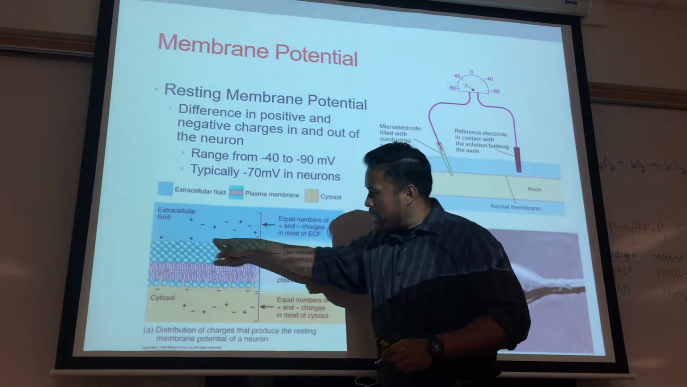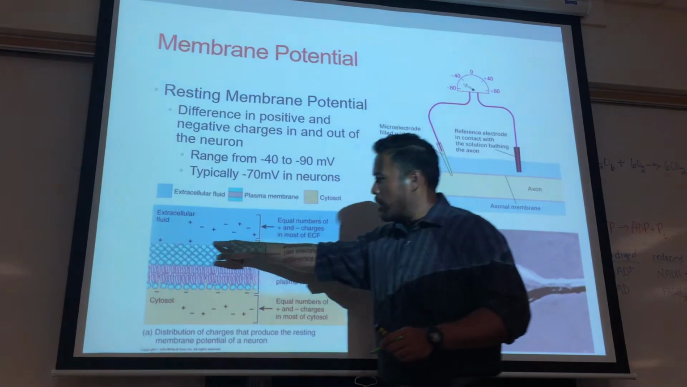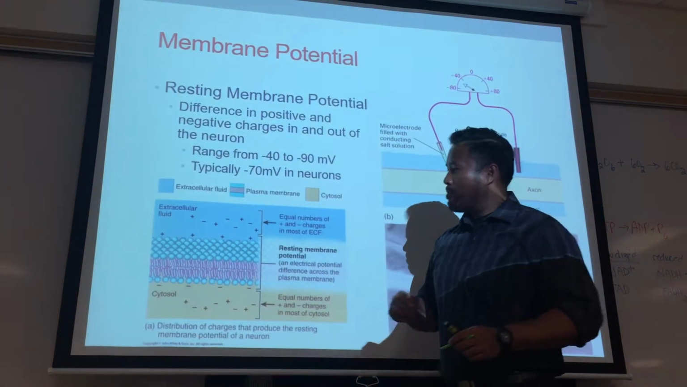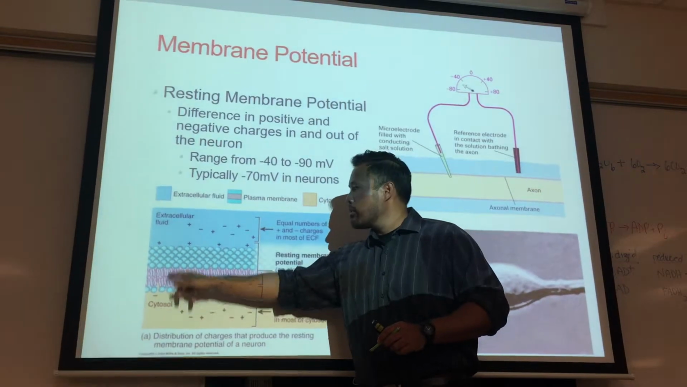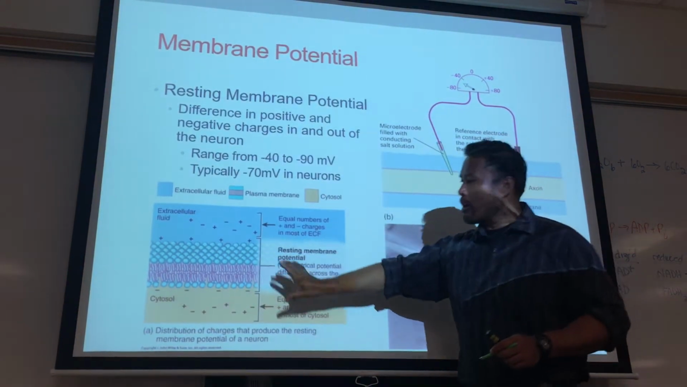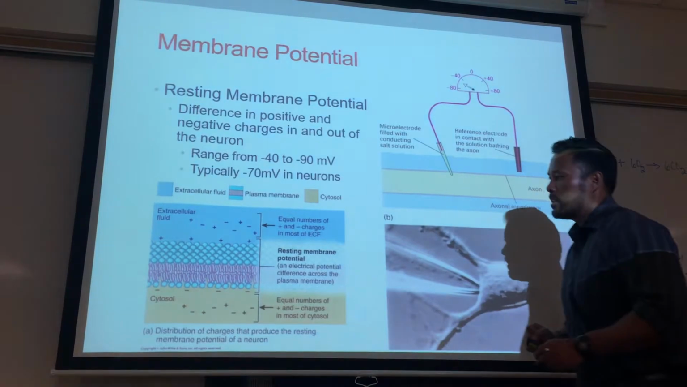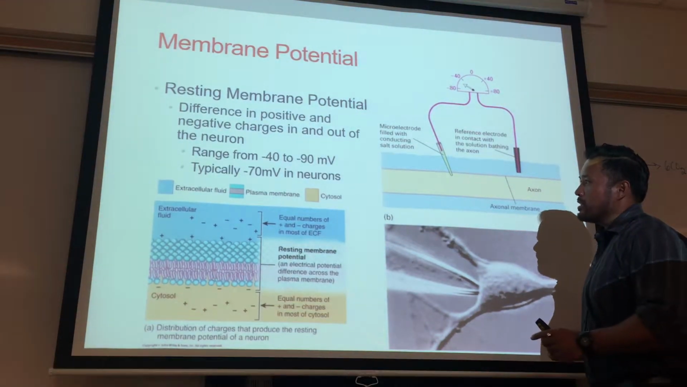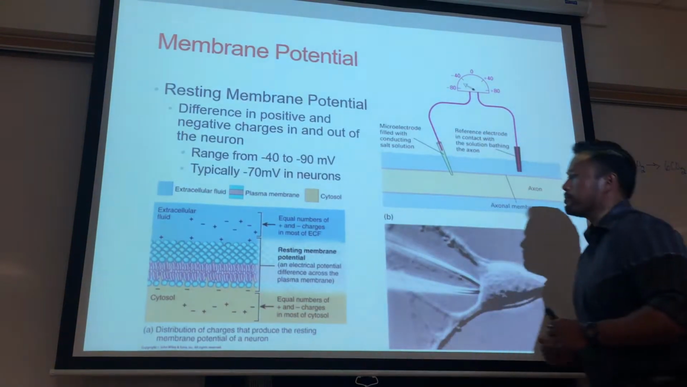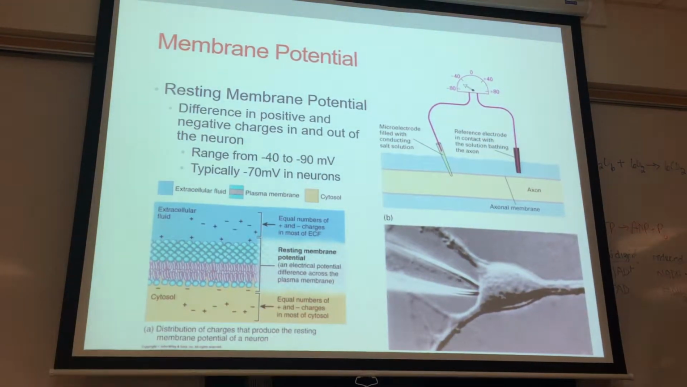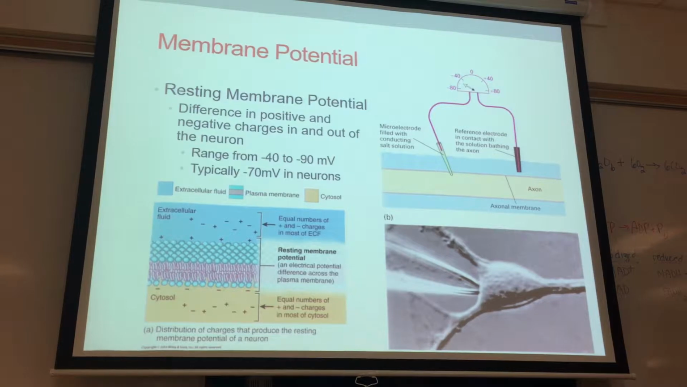But the closer you get to the cell membrane, you're going to see that there's a certain bias to it where the inside is going to be slightly more negative than the outside. And we're going to talk about what's going to contribute to those. But the membrane potential is the difference between the outside versus the inside. And in neurons, it's going to range from -40 to -90. But the number that we're going to be working with here is -70 millivolts in our classic neurons.